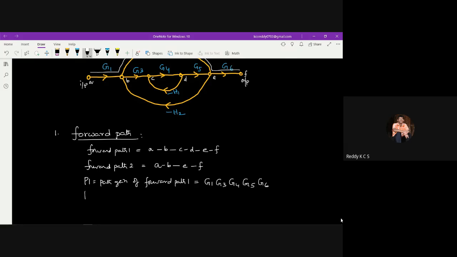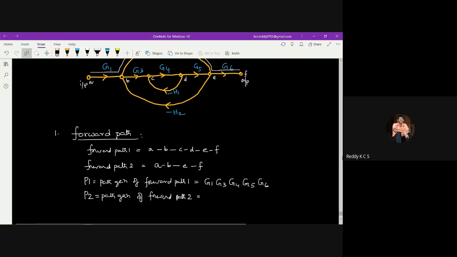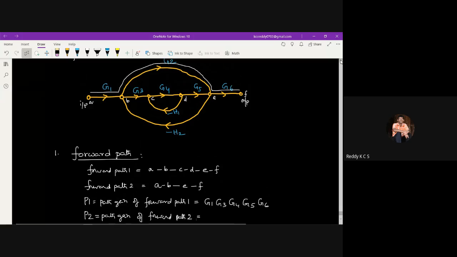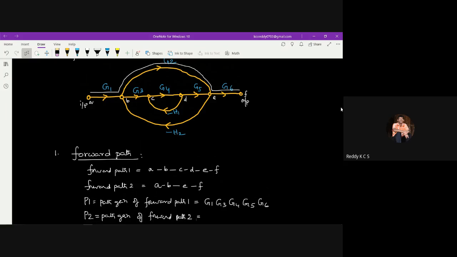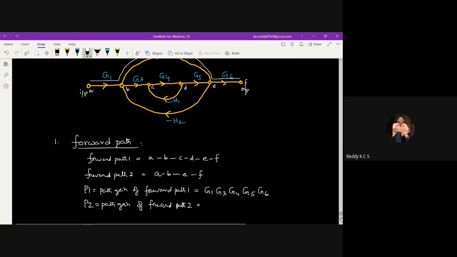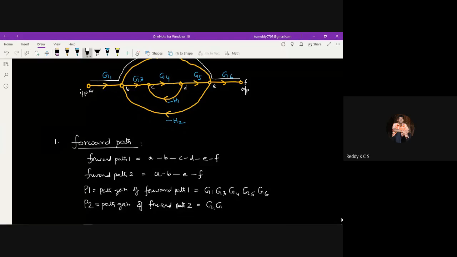Similarly, P2 is the path gain of forward path 2. What is forward path 2? We have told that there is a path from A to B, which is G1, B to E is G2, then E to F is G6. So I am going to get G1 into G2 into G6 as the path gain.